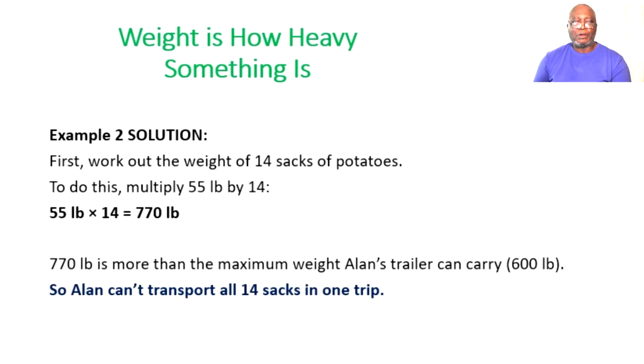First, work out the weight of 14 sacks of potatoes by either adding them, which is a long process, or multiplying them, which is the more efficient effort. You probably might need your calculator if you cannot do it mentally. So 55 pounds times 14 is equal to 770 pounds. 770 pounds is more than the maximum weight Alan's trailer can carry, which is 600 pounds. So Alan can't transport all 14 sacks in one trip. He'll have to do 2 trips.